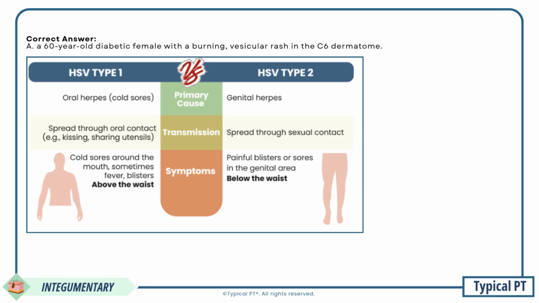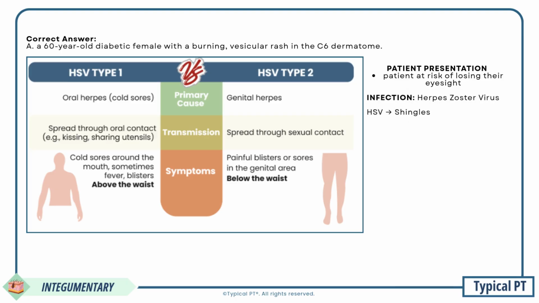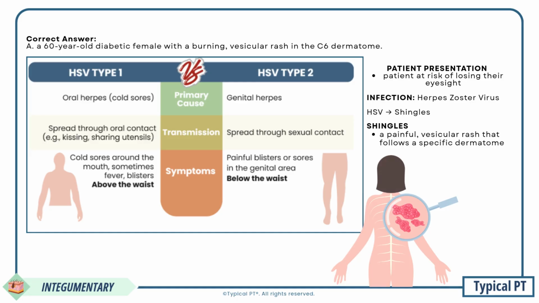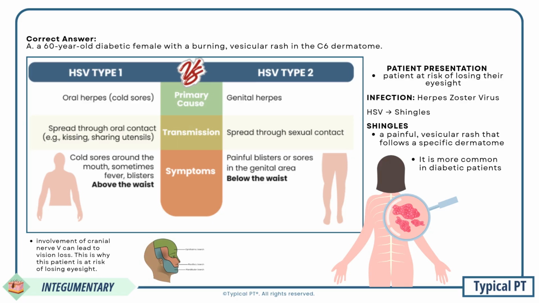Answer choice A is correct because this scenario describes an infection with the herpes zoster virus that can cause shingles. This condition presents with a painful vesicular rash that follows a specific dermatome. It is more common in diabetic patients. According to the rationale, involvement of cranial nerve 5 can lead to vision loss. This is why this patient is at risk of losing eyesight.